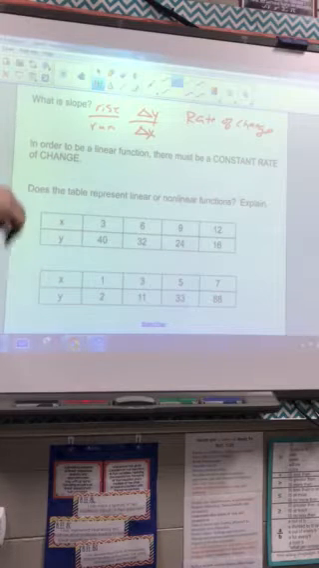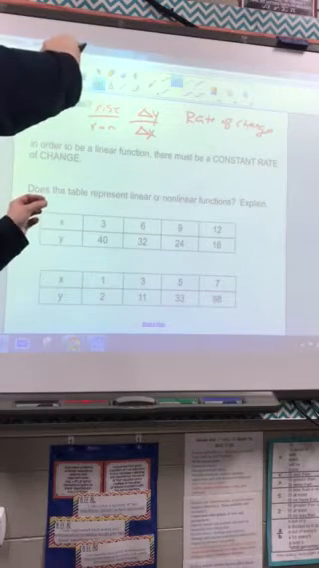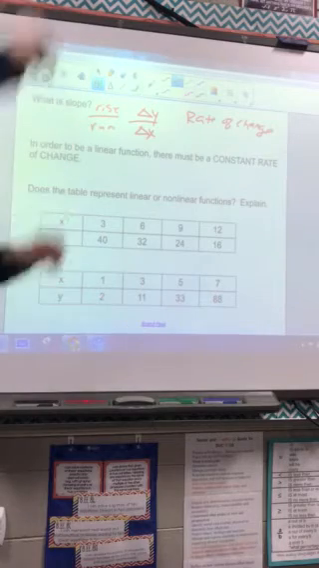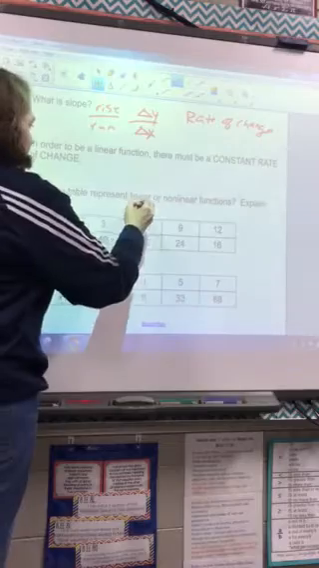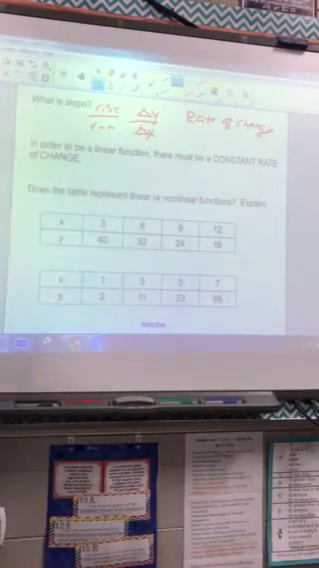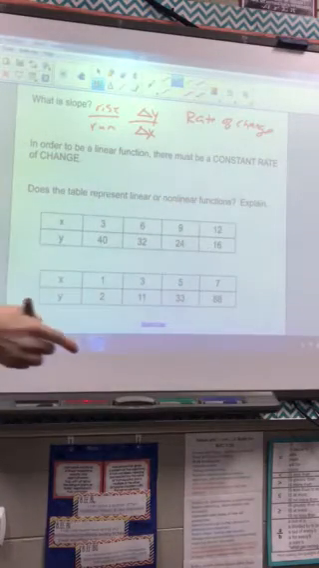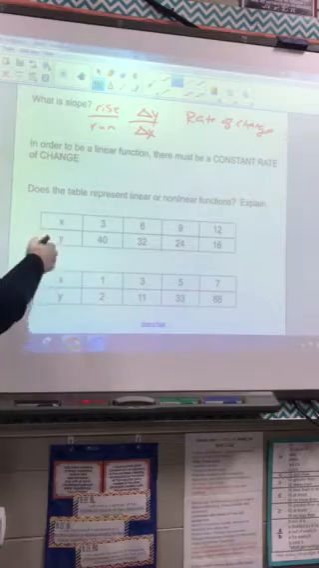So to be a line, the change between any two points has to be the same anywhere on that line. Constant rate of change. So does it represent linear and nonlinear functions? To figure that out, find the slope. Is it a constant slope?